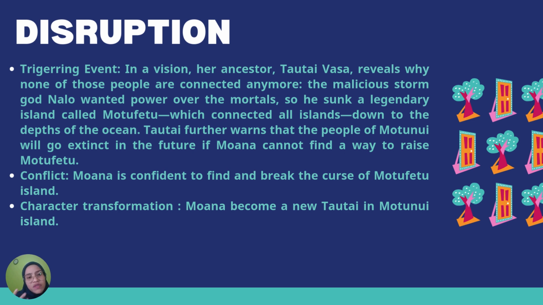The triggering event in this movie: in a vision of her ancestor Tautefasa, she learns why none of those people are connected anymore. It is because the storm god named Nalo wanted more power over the mortals. So he sunk a legendary island called Motofetu, which connected all the islands, down to the depths of the ocean.